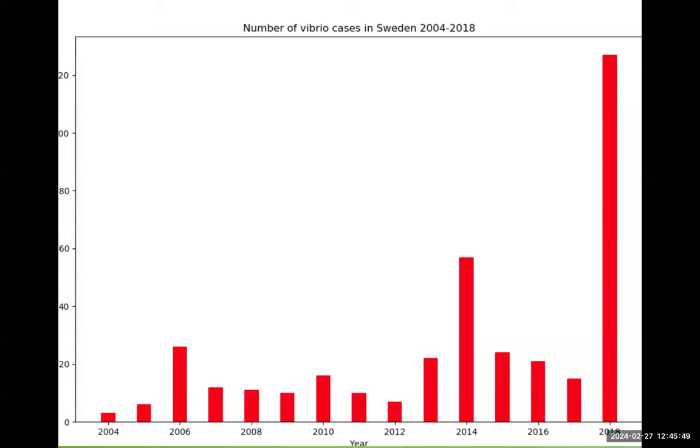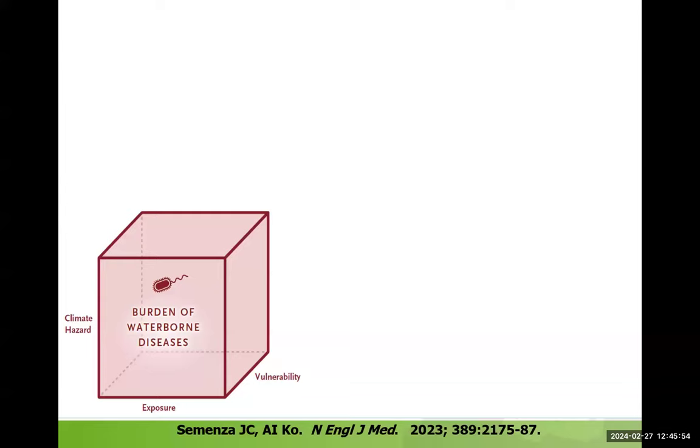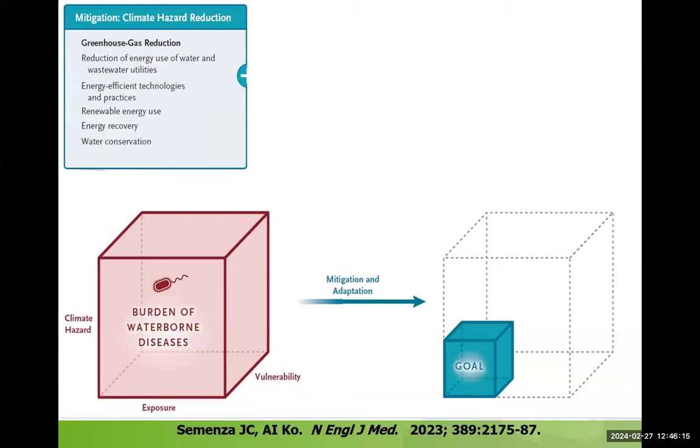So in summary, we are concerned about the burden from waterborne diseases in light of climate change, because our system is not built for these extreme climate events, and we need to consider mitigation and adaptation to reduce the burden of disease, illustrated on the right side of this cube here. And we can do that through mitigation.